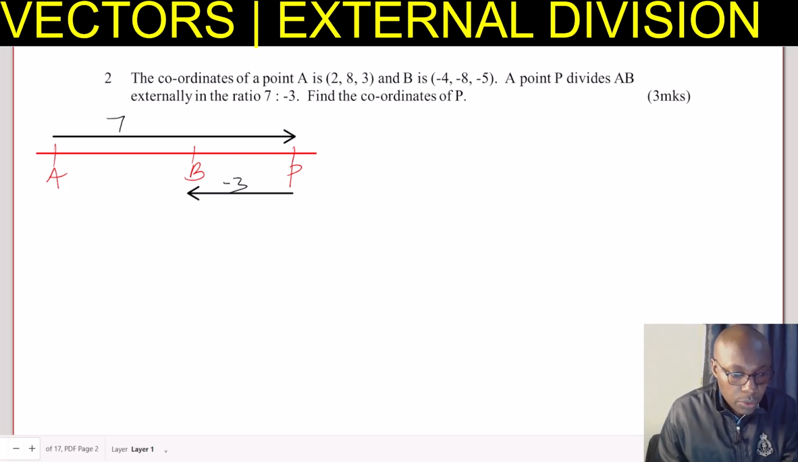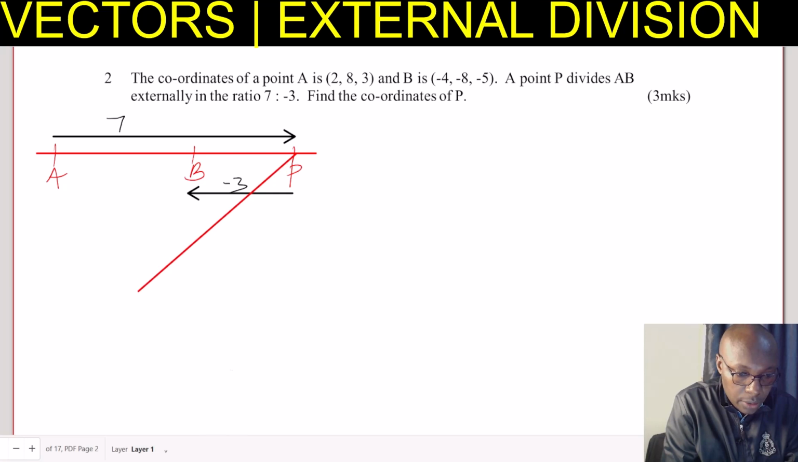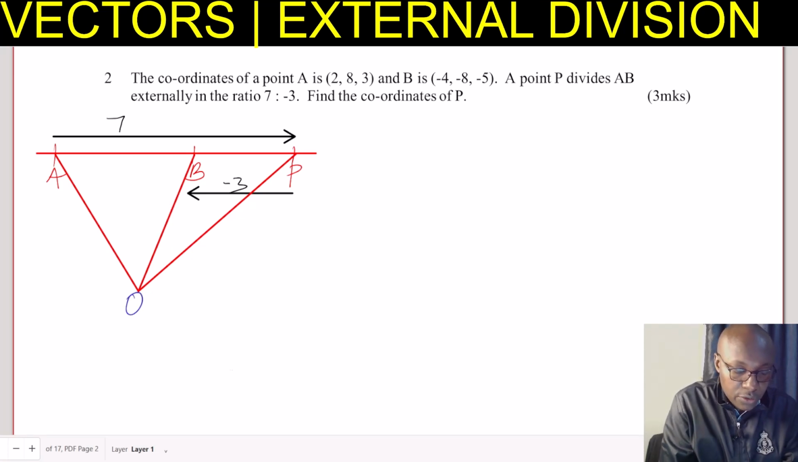Then from there, we are getting the position vectors of A, B, and P. So we shall create a center here. We shall have a center. So from P there, we have a center O. So all these vectors originate from point O. Those are the position vectors. Position vectors are vectors with reference from the origin. So that is OA, OB, OP.